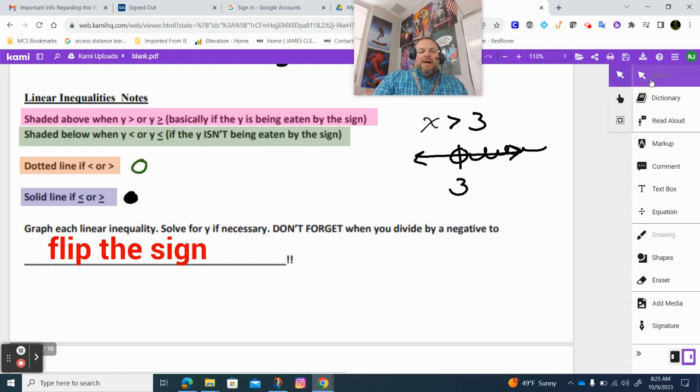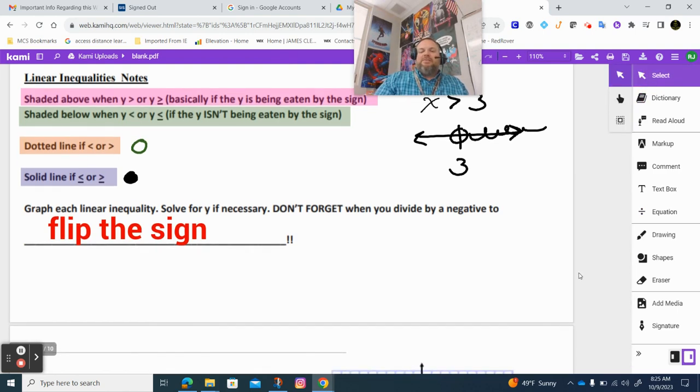If we're solving for y, make sure that if we multiply or divide by a negative that we flip the sign. Okay? Super important. Muy importante.